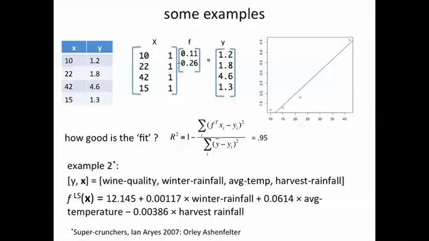The important thing to note is that we have possibly positive correlations between the output variable y and the input variables, such as a positive value here, here, and here, or we could have negative correlations. So in this case, 0.26 is negative, 0.0038 is negative. So if harvest rainfall goes higher, the quality goes down, unlike the positive correlation with respect to, say, winter rainfall.